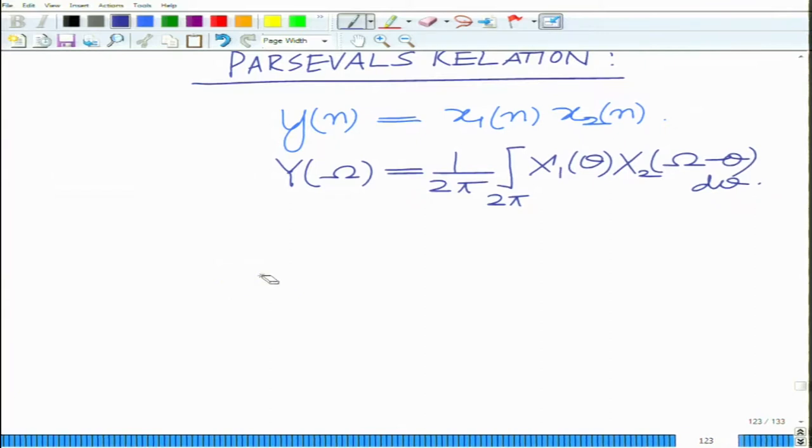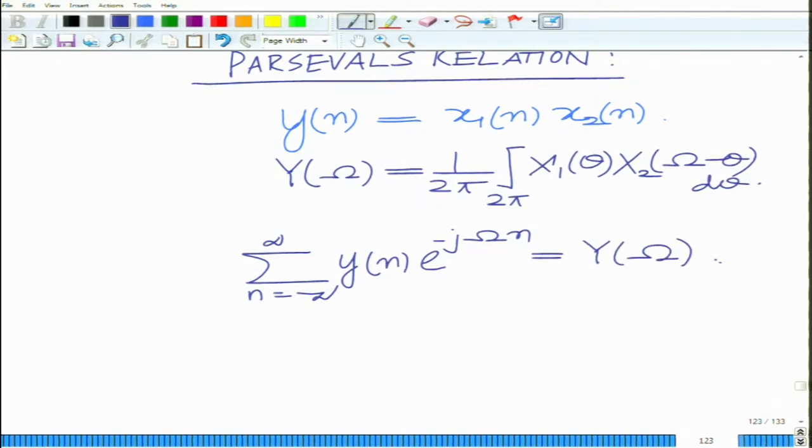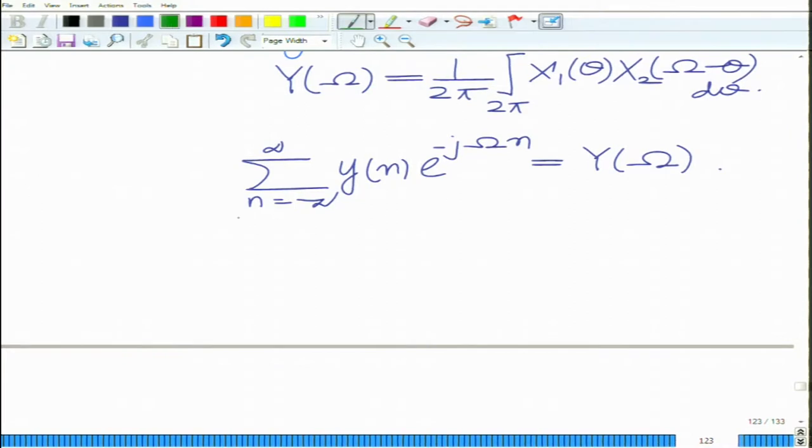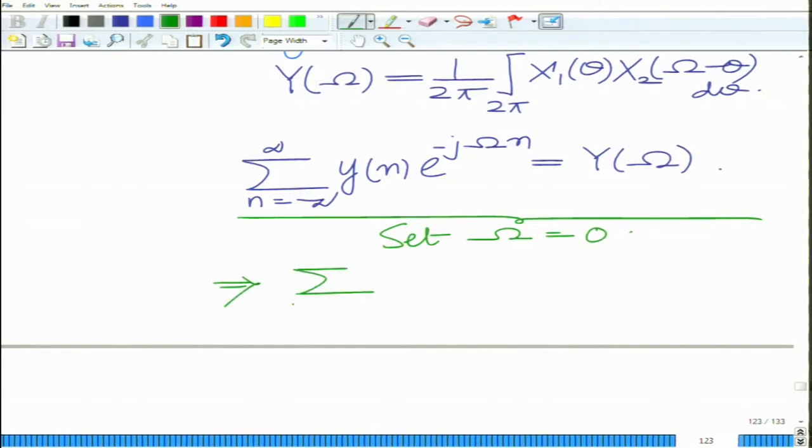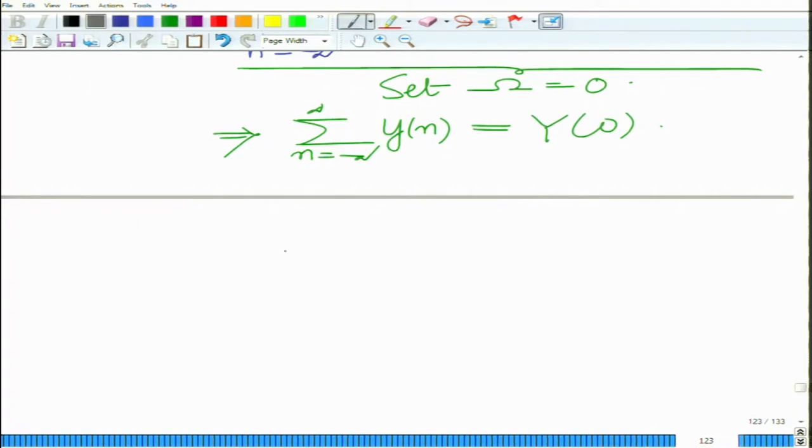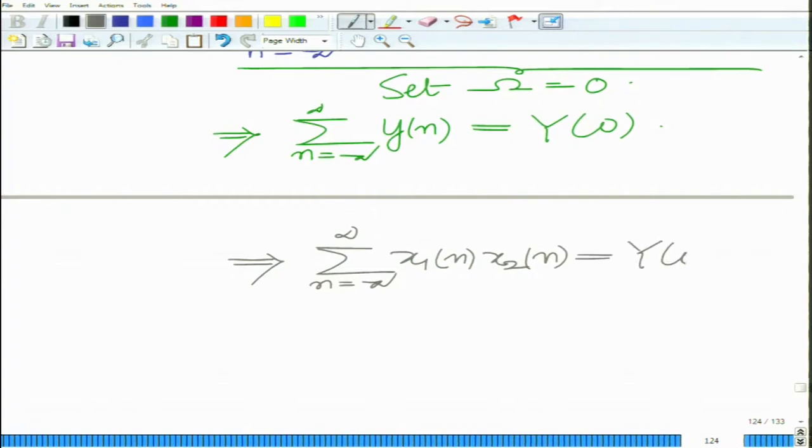which implies basically that now if I look at the summation, we have summation n equals minus infinity to infinity y[n] e power minus j omega n, this is equal to Y of omega. Now, if you set omega equal to 0, what this implies is summation y[n] equals Y of 0, which implies summation of the product x1[n] into x2[n] equals Y of 0, and Y of 0 is nothing but setting omega equal to 0 on the right.